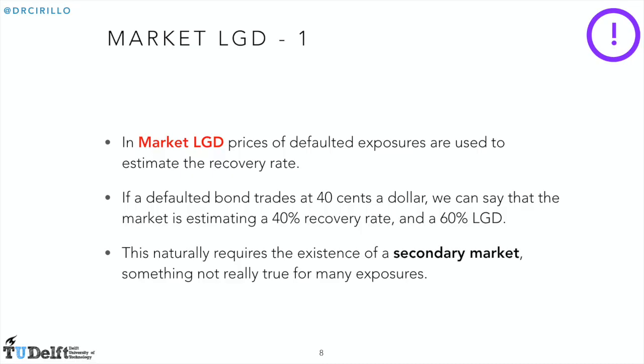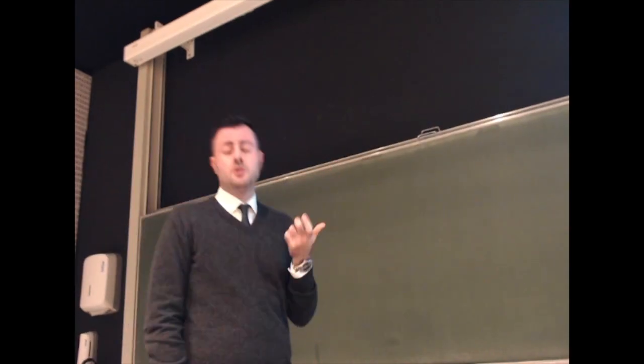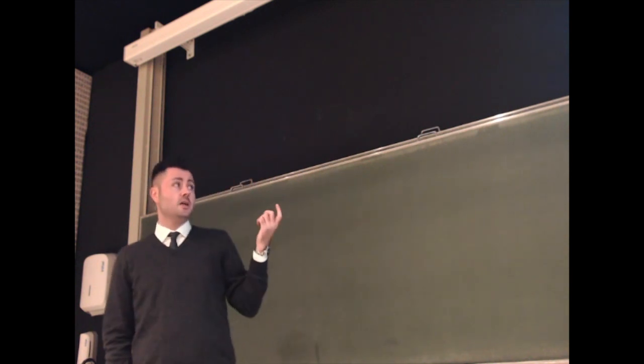So imagine that a defaulted bond trades at 40 cents per dollar. So for each dollar, you just get 40 cents. What do you have? Your recovery rate is 40%, and the loss given default is 100 minus 40%, so it's 60%.